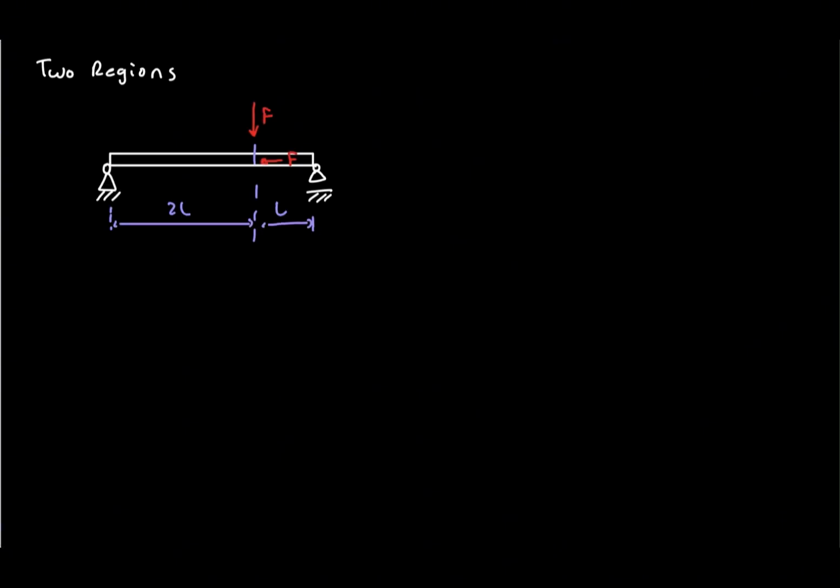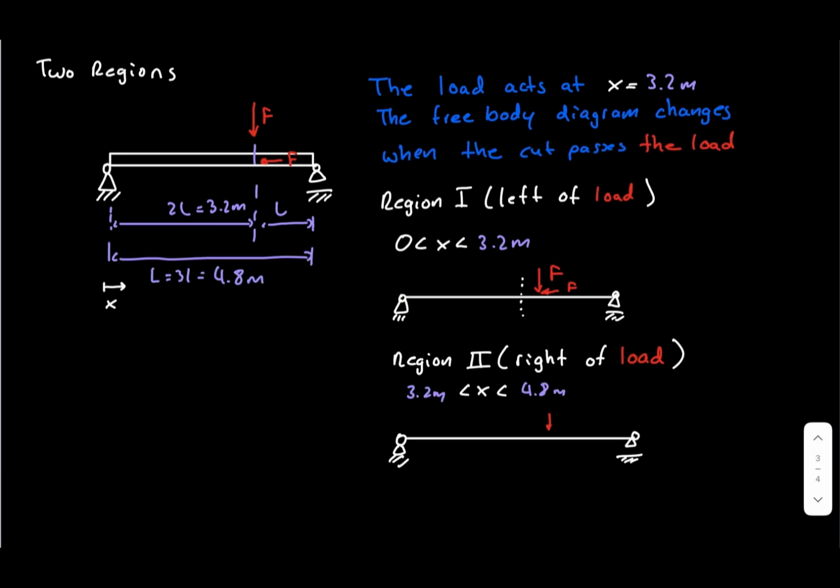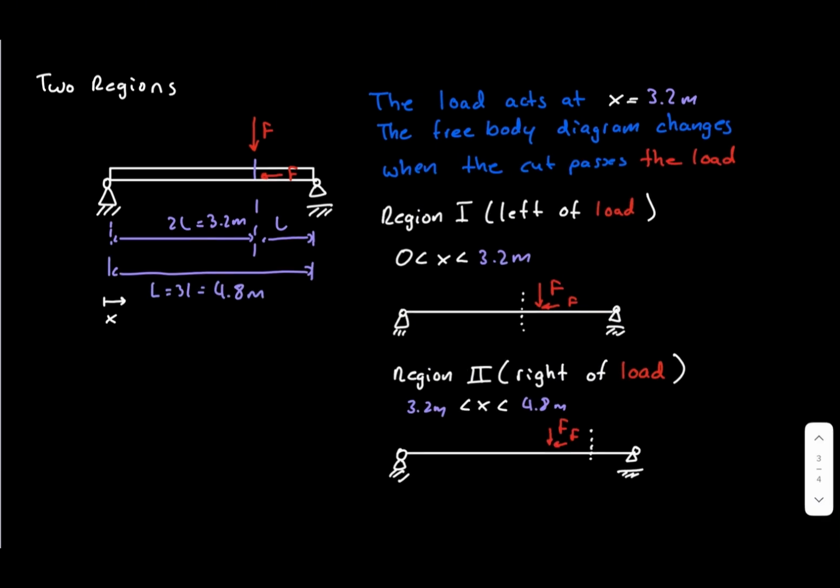Now we want to know what happens inside the beam. Since the load is located at 3.2 meters from A, the beam has two regions. Region 1 is left of the load. Region 2 is right of the load. We need two regions because the free body diagram changes once the cut passes the force.